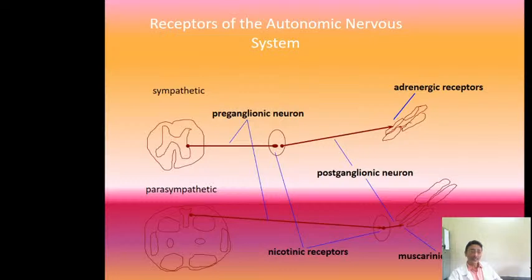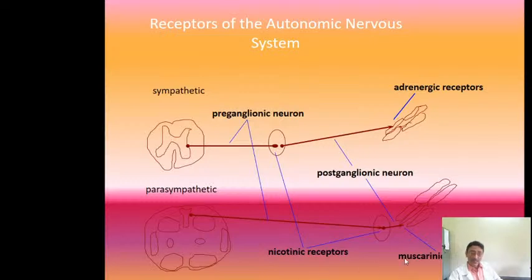Now, what about the receptors here? See here, this is the ganglion where there is a synapse between the preganglionic and postganglionic sympathetic fibers. It is nicotinic receptors. Here also there is a ganglion between the preganglionic and the postganglionic fibers, and this is a parasympathetic ganglion. So the parasympathetic ganglion receptors are also nicotinic receptors. To put it the other way, the receptors in the sympathetic ganglion or in the parasympathetic ganglion are nicotinic receptors.